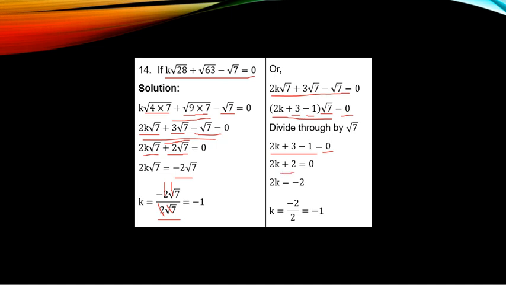So 3 plus minus 1 is plus 2. So collect like terms. You have 2k equal to 0 minus 2. That is 2k equal to minus 2. Divide both sides by 2. So k is equal to minus 2 divided by 2, and that is minus 1. Okay?